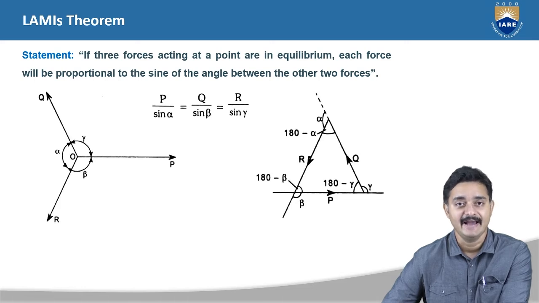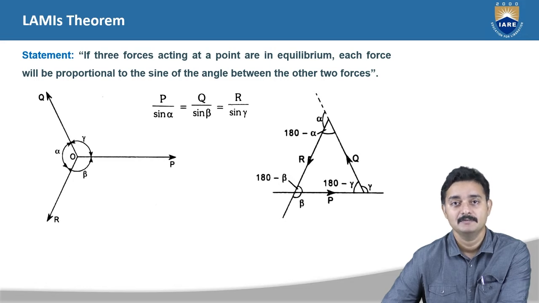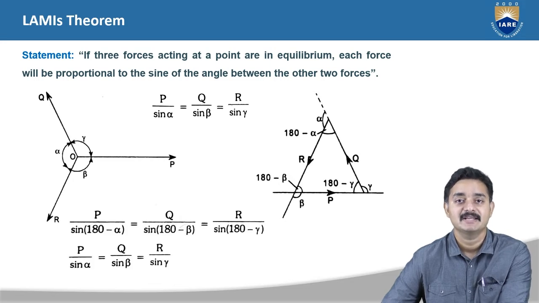The angle between P and Q is gamma. So, the inner angle will be 180 minus gamma. Similarly, for the remaining forces. Now, from the sine rule, P by sine of 180 minus alpha is equal to Q by sine of 180 minus beta is equal to R by sine of 180 minus gamma, which can be written as P by sine alpha is equal to Q by sine beta is equal to R by sine gamma. Thus, Lami's theorem can be proved.